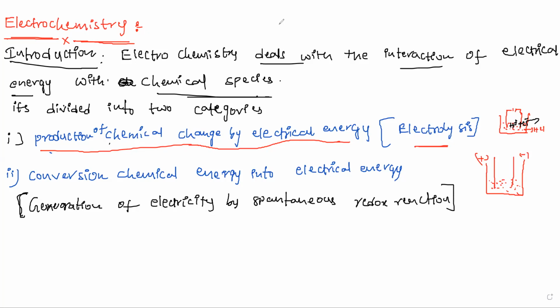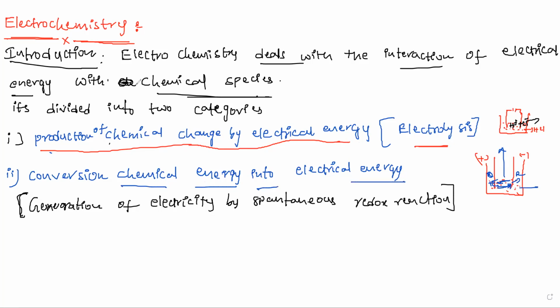What is the meaning of redox reaction? Oxidation and reduction both take place. Here oxidation takes place, and here reduction takes place. Oxidation is nothing but releasing of electrons, reduction is nothing but gaining of electrons. The spontaneous moving of electrons can produce electricity. All these activities we will see in the next classes. That's why this is called the conversion of chemical energy into electrical energy.